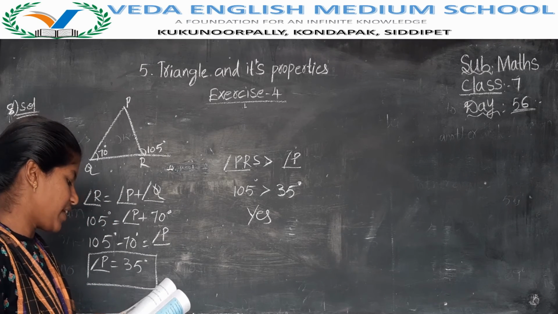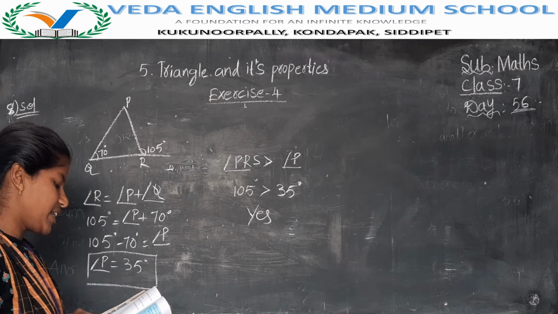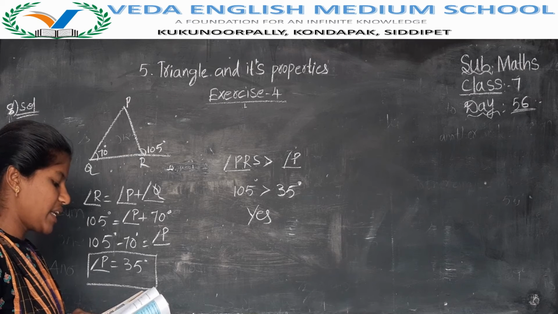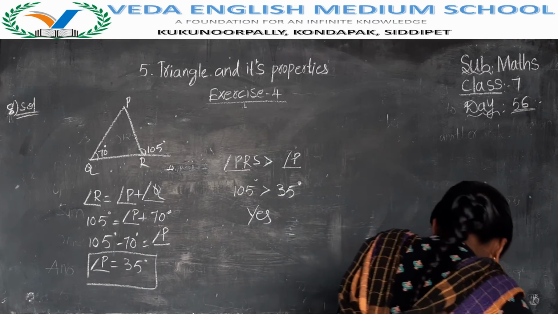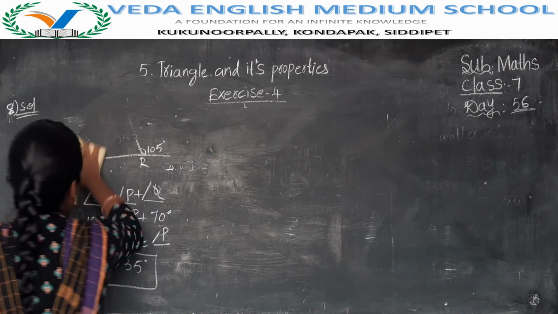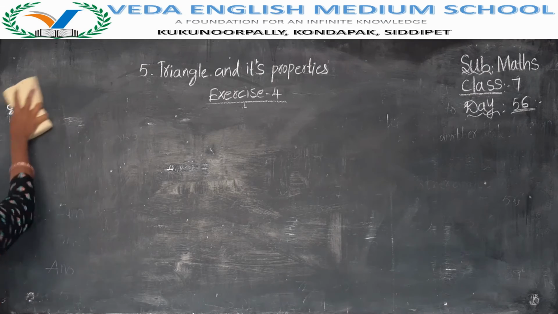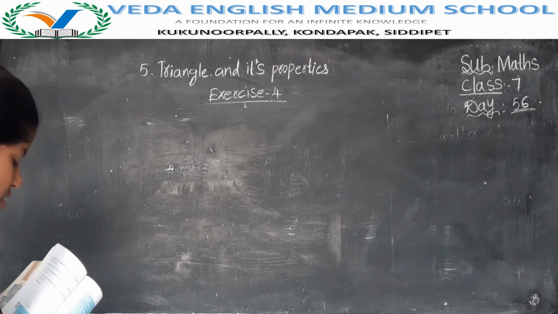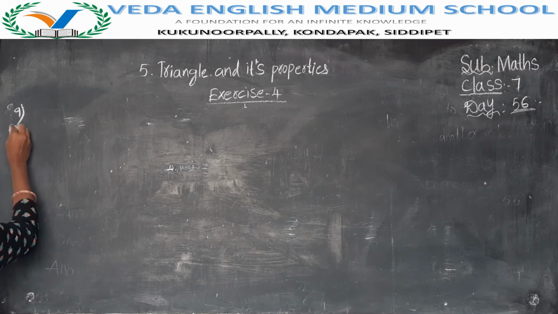Yes. Next, ninth question. If an exterior angle of a triangle is 130 degrees and one of the interior opposite angles is 60 degrees, find the other interior opposite angle. Eighth solution has been completed. Next, ninth solution.